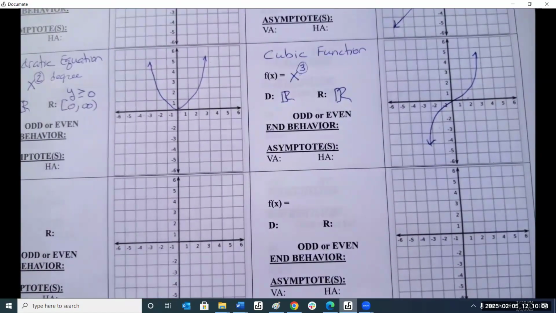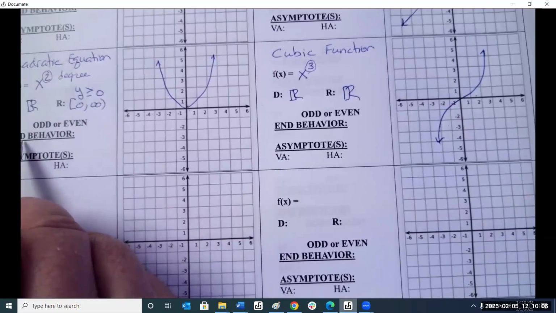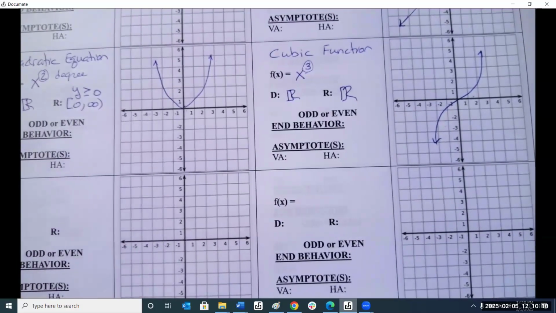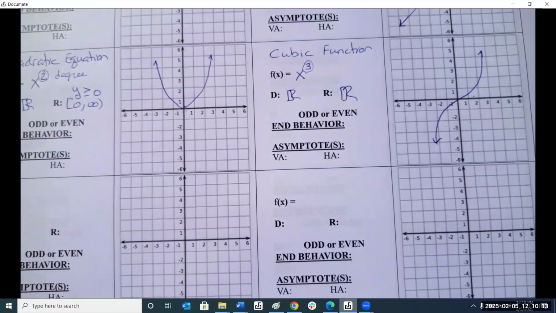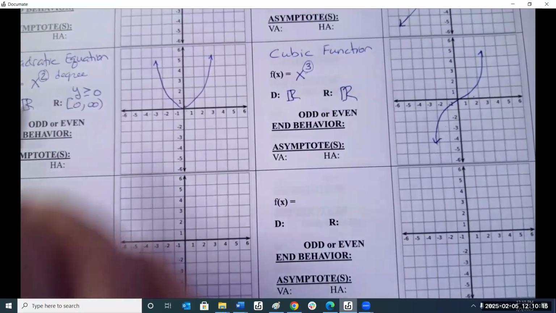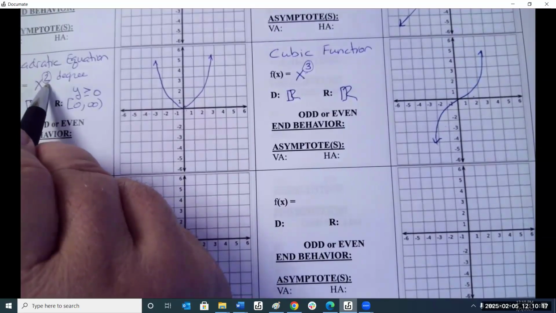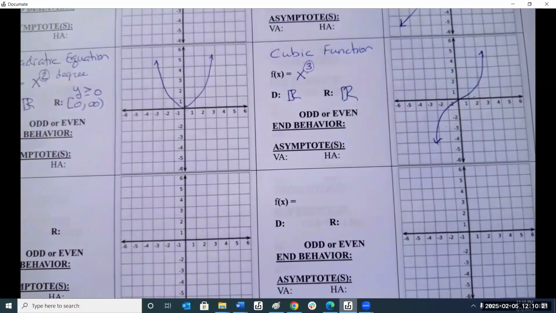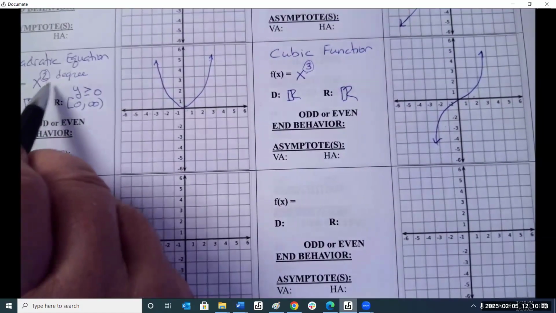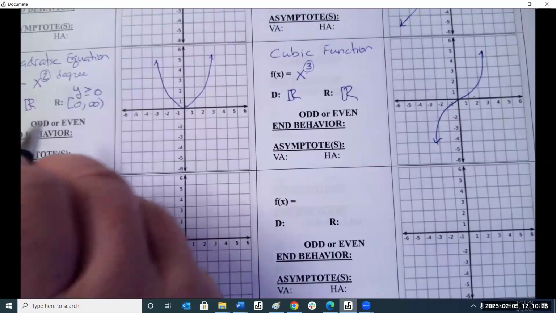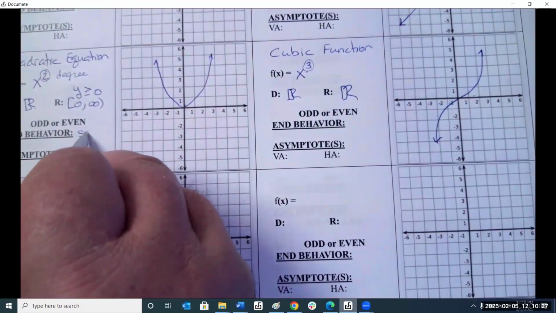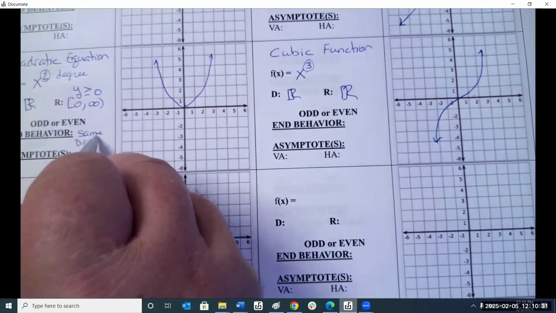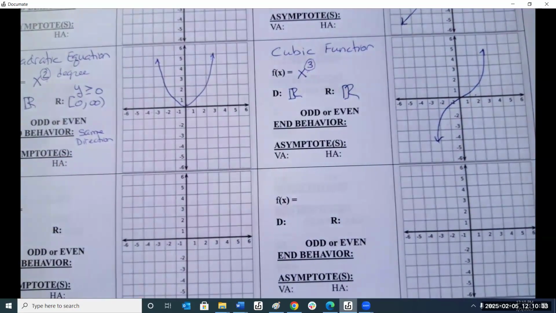Let's go one step further. End behavior. End behavior is what happens at the end of the graph, at both ends. If it's an even degree, both ends always point the same direction.